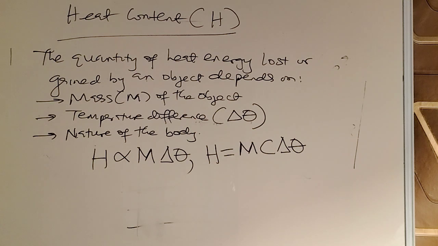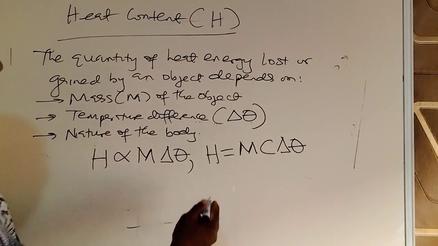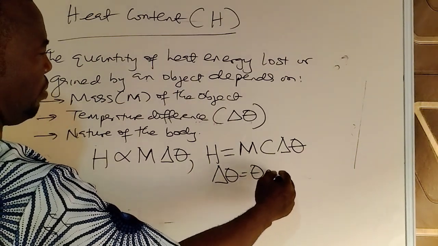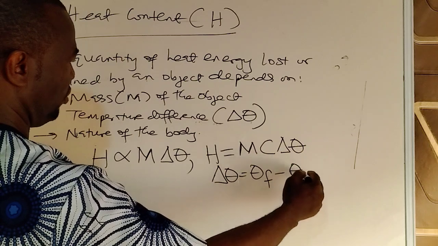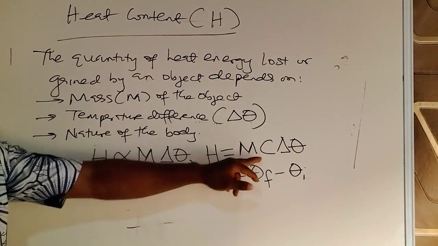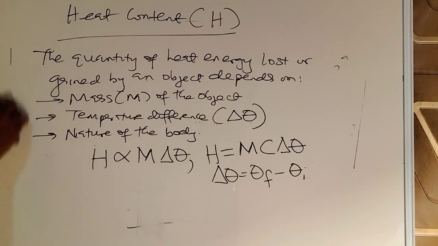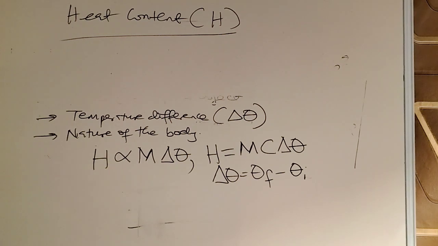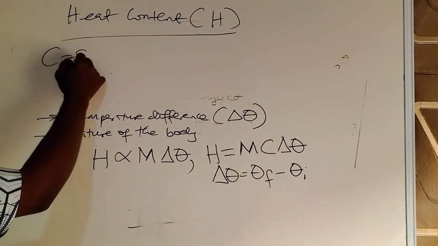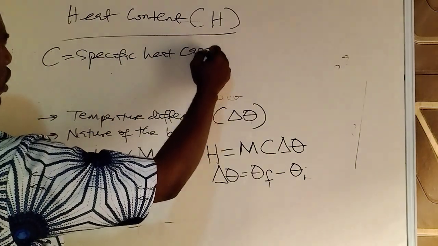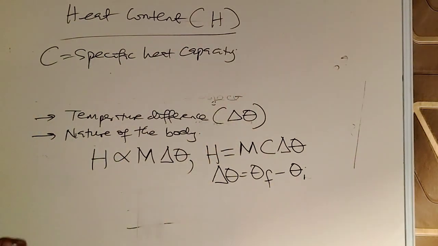So that M is mass. Then we have the change in temperature, which is delta theta, nothing but the final temperature minus the initial temperature of the object. Then we now have a new quantity called C. So what does that C represent? That C is called the specific heat capacity of the object. So that's what that C represents.